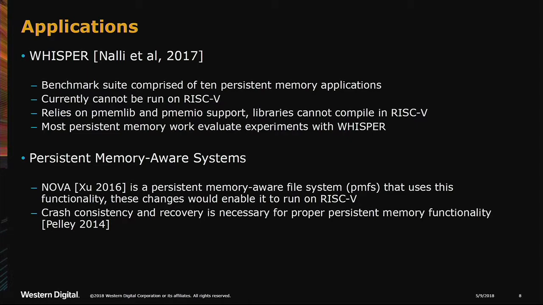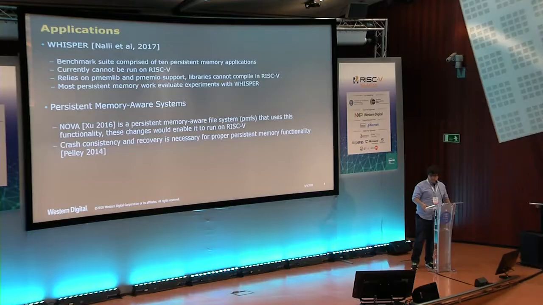Currently, Whisper cannot be run on RISC-V. I've tried, and unfortunately, it cannot even compile. One of the reasons for this is that Whisper relies on some libraries such as pmemlib and pmem.io support, libraries that are written in assembly, not fit for RISC-V. So implementing these changes in RISC-V would allow the experiments to even be run on RISC-V, which I think is very important.